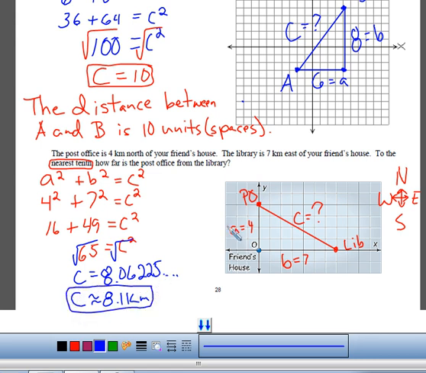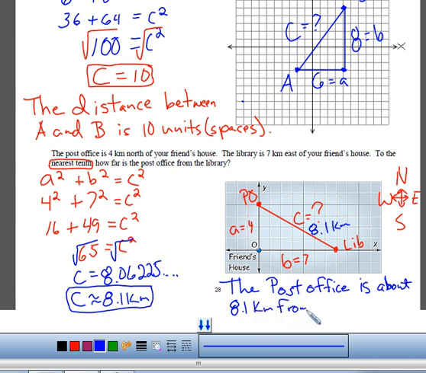So I found my answer. If you want to put it up here in the picture, 8.1 kilometers, that's not a bad idea. But let's write a sentence to answer it. The post office is about 8.1 kilometers from the library. Or apart, however you want that. Better learn how to spell library.